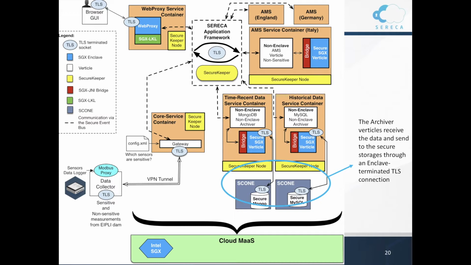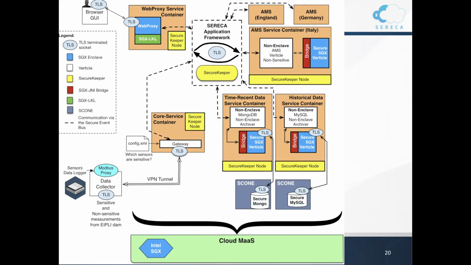So the archivers, the two archiver microservices, send the data acquired from the event bus of Vertex, and establish a TLS communication with the secured storage system in order to also ensure the security of the communication between the microservice and the final storage system.